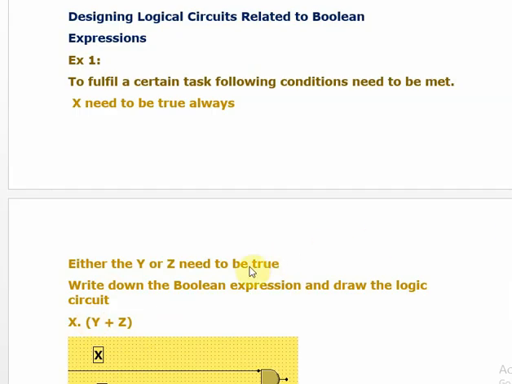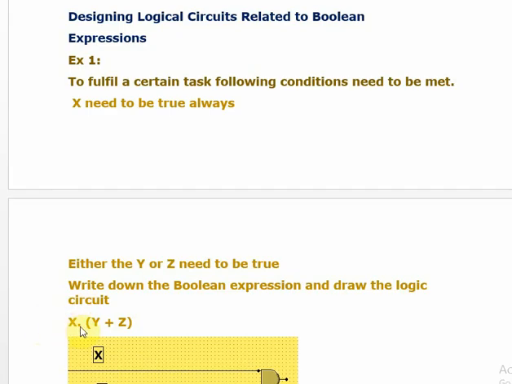Now to draw the circuit, it's very simple, right? From here only we need to divide. For example, let's say the output is Q. Q is equal to X and Y or Z. Then one branch X should come, because from here only we are starting. That's how we need to follow the sequence, right? From output Q, first we are meeting the X.